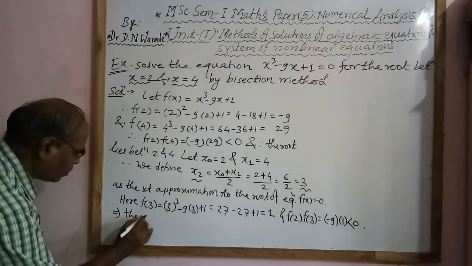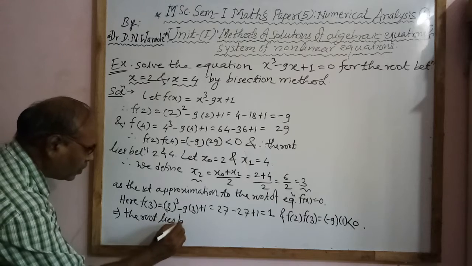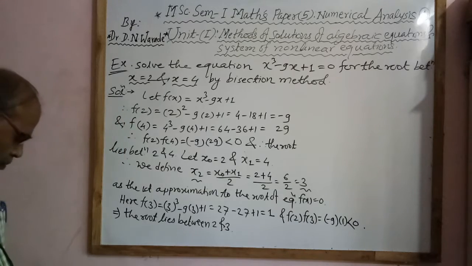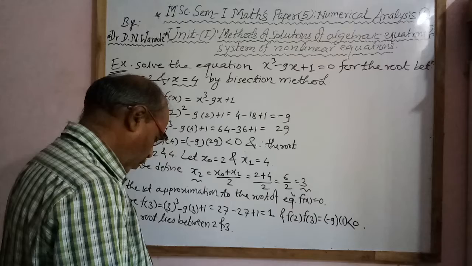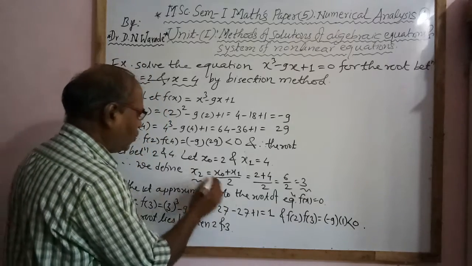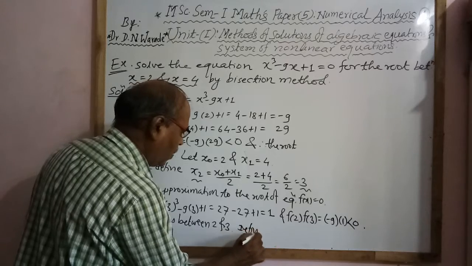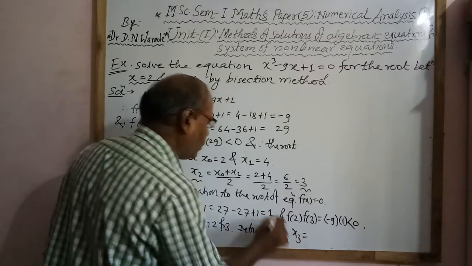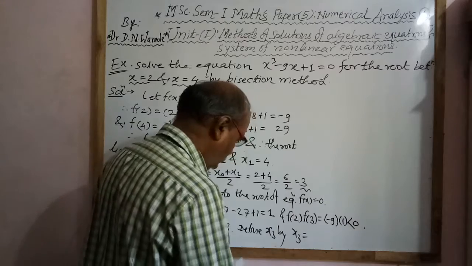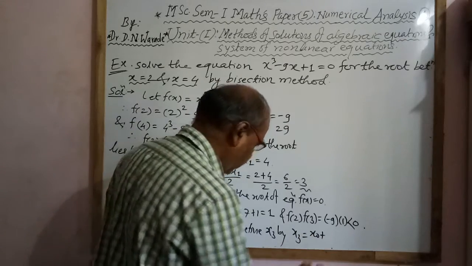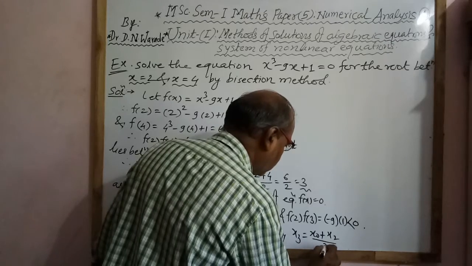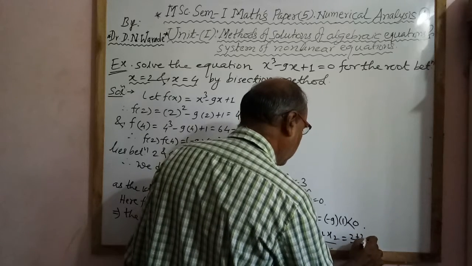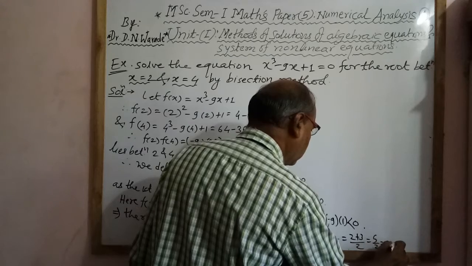Implies the root lies between 2 and 3. Again, we define x3 like this midpoint. x3 equal to x0 plus x2 divided by 2, that is 2 plus 3 divided by 2, 5 by 2, that is 2.5.